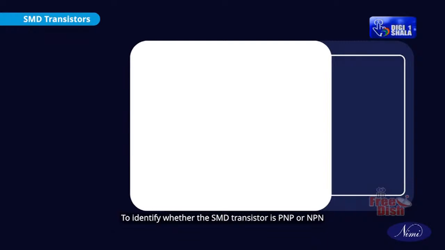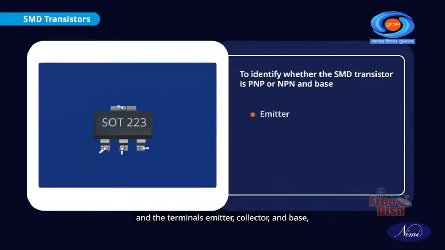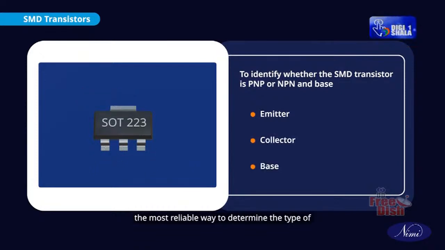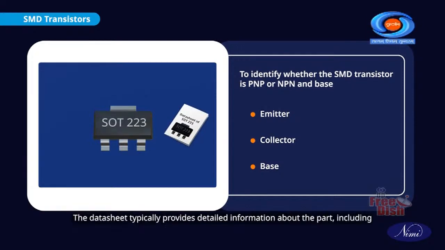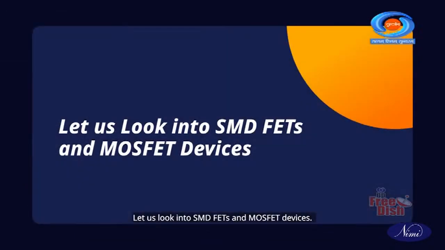To identify whether the SMD transistor is PNP or NPN and the terminals emitter, collector and base, the most reliable way to determine the type of SMD transistor is to refer to its datasheet. The datasheet typically provides detailed information about the part, including its pinout, electrical characteristics, and sometimes even the orientation of the part. Let us look into SMD FET and MOSFET device.